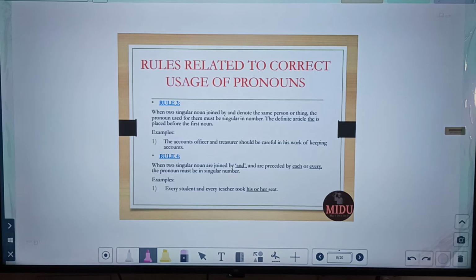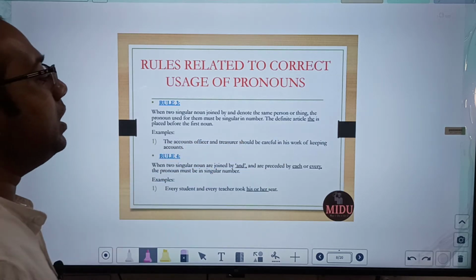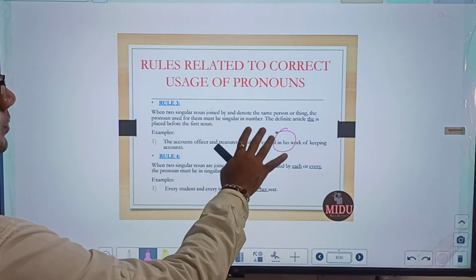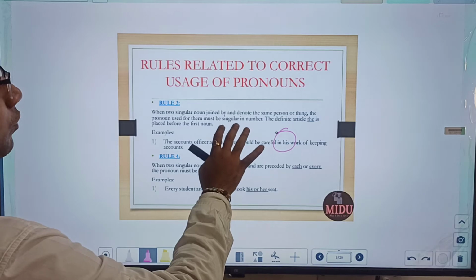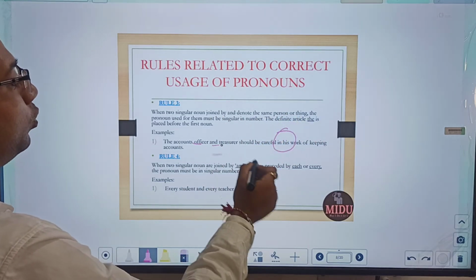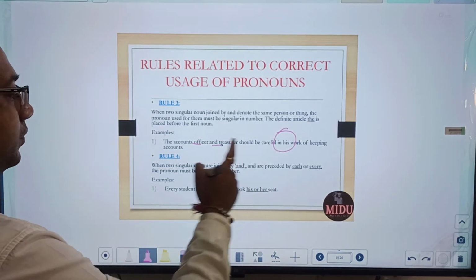Next rule. When two singular nouns joined by and denote the same person or thing, the pronoun used for them must be singular in number. The accounts officer and treasurer should be careful in his work of keeping accounts. So in this, the two are joined and they denote the same person or thing. The person who is accounts officer as well as treasurer. One person, so it should be his.